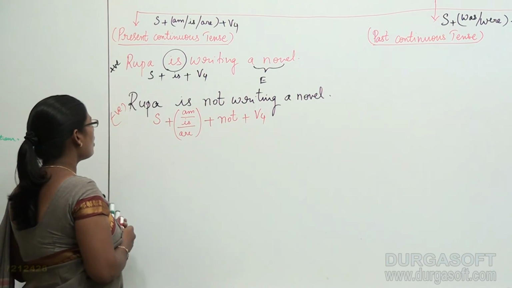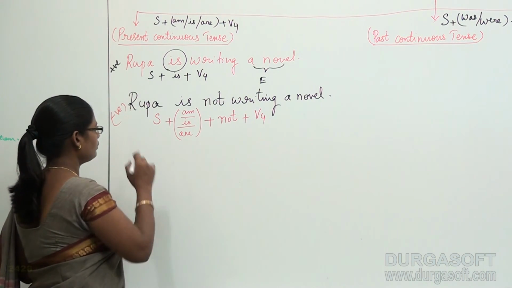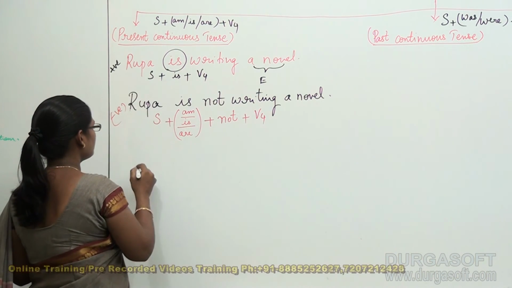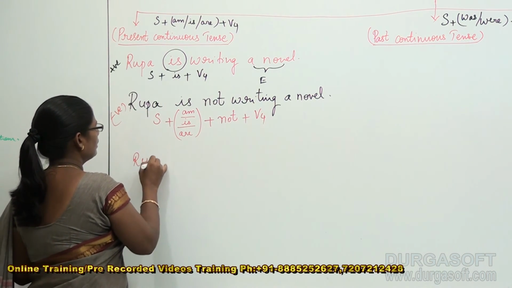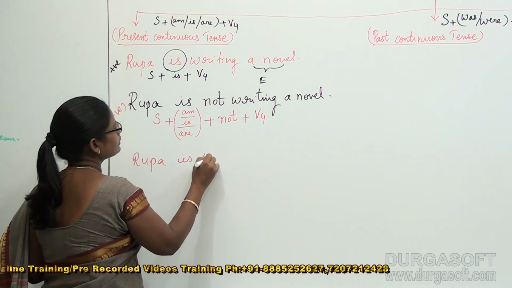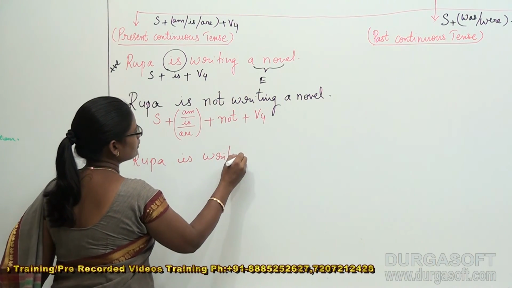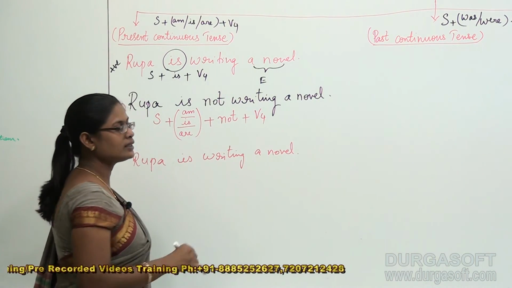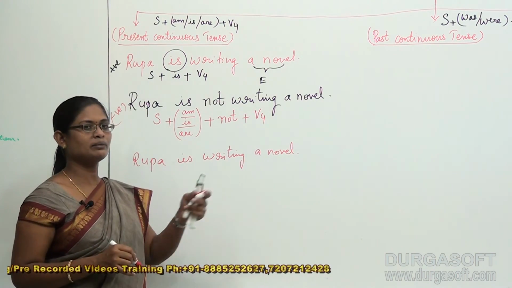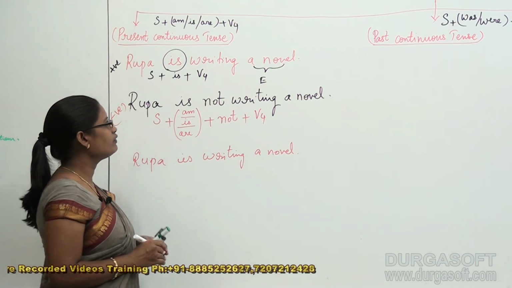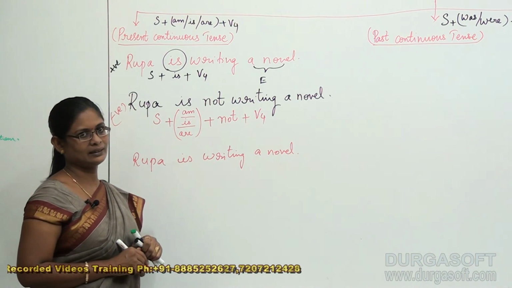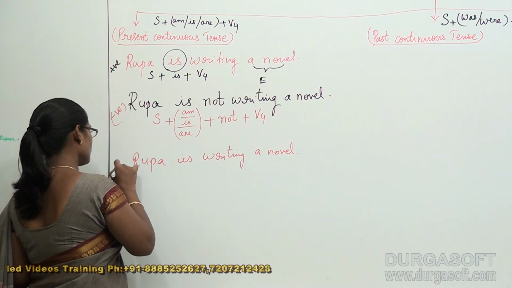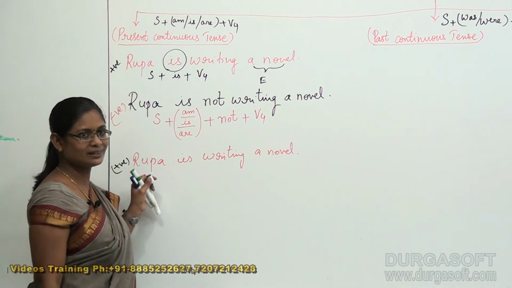Now, forming a question with the provided sentence. I would like to take the same sentence here. Rupa is writing a novel. For my convenience, one more time I am taking my first sentence. Okay, so in fact this is a positive sentence. Everyone of us knows that this is a positive sentence.